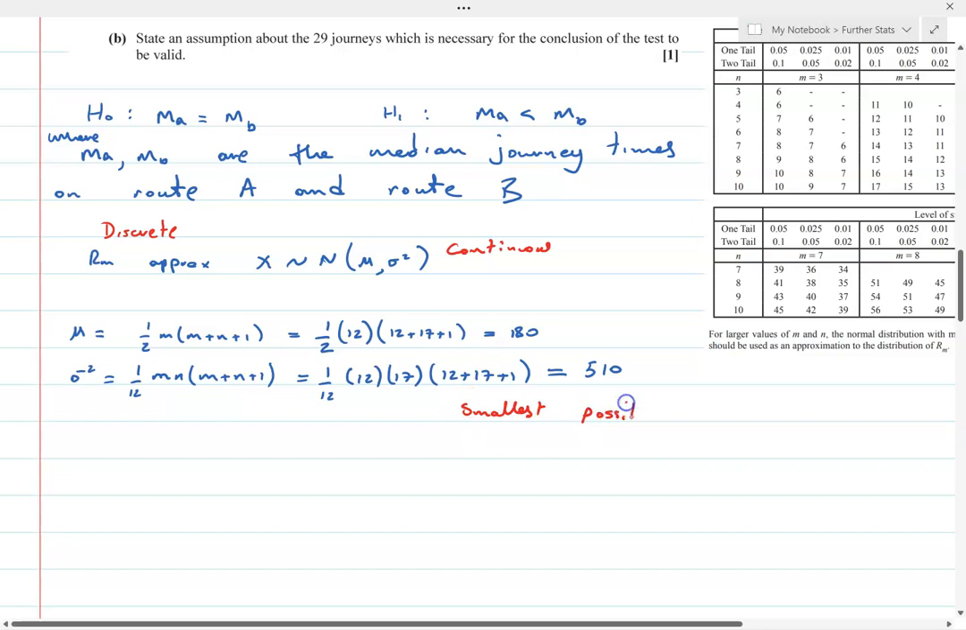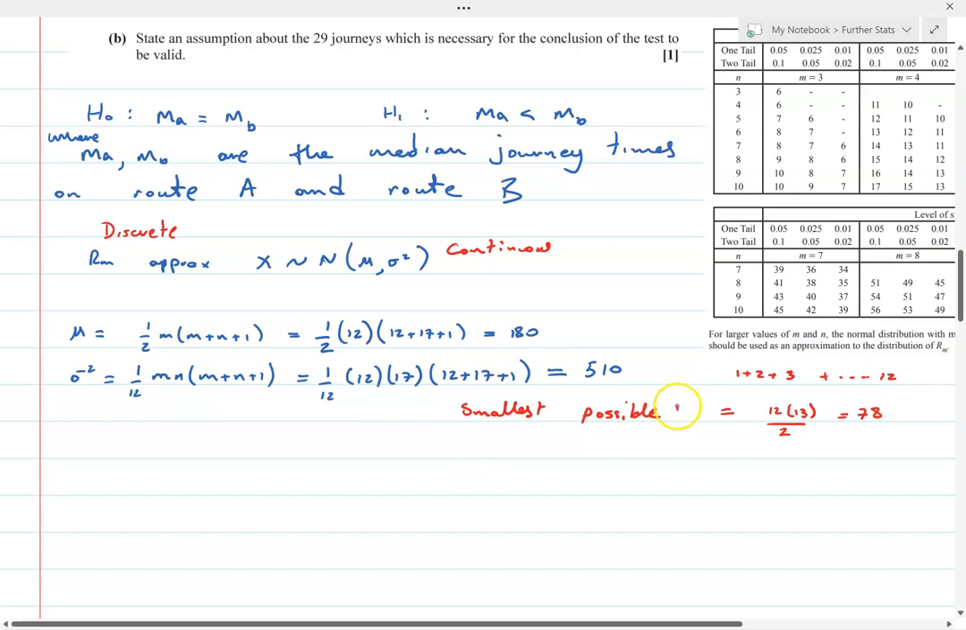Well, that would be if all of the 12 are the smallest numbers, so it's 1 plus 2 plus 3 up to 12. Well, let's do our regular formula for that. So it's 12 times 13 divided by 2, which is equal to 78.